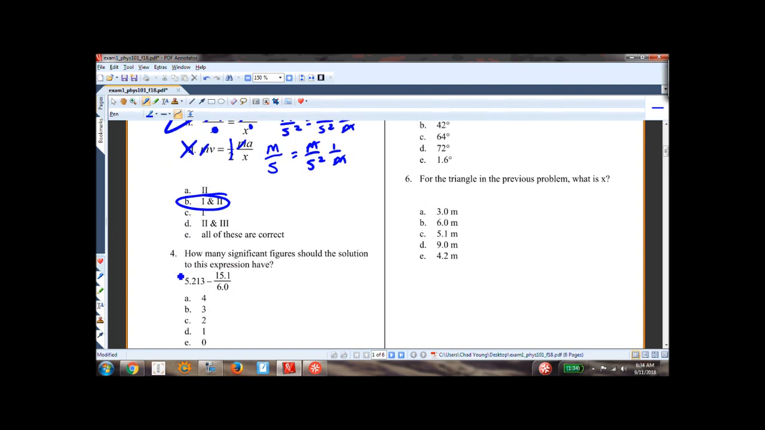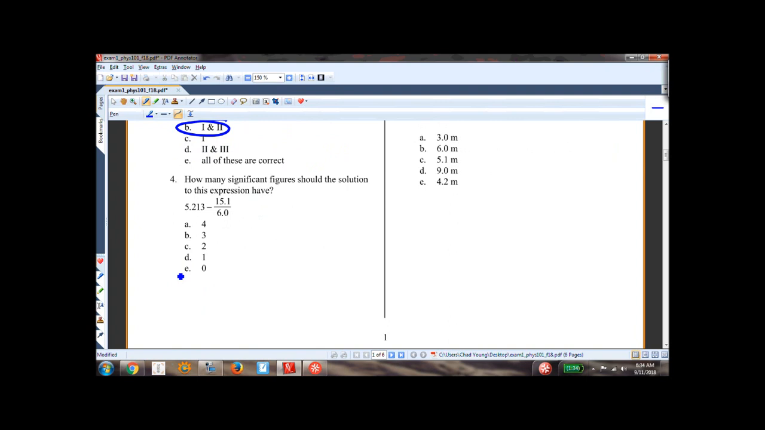How many significant figures should the solution to this expression have? Well, we can do the actual math if you want. So 15.1 divided by 6.0, that's going to be 5.213 minus, keeping 2 sig figs, 2.5. And that's equal to 2.7. Oops, I lost my pen there. 2.7. So it has 2 sig figs. I didn't really need to do the math.